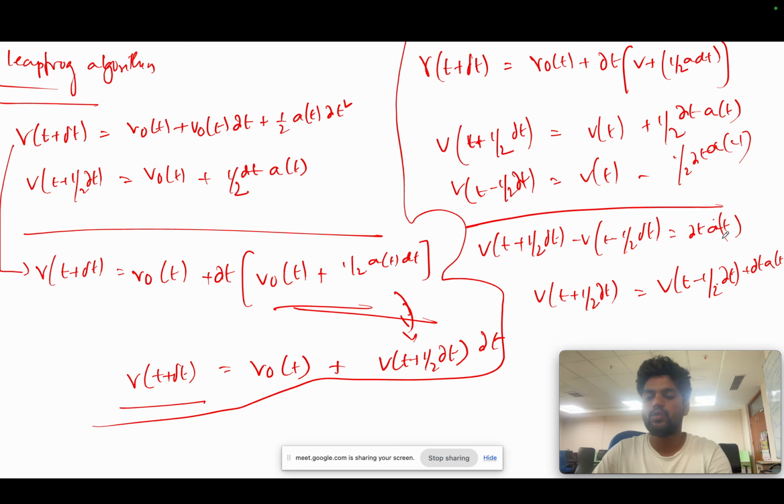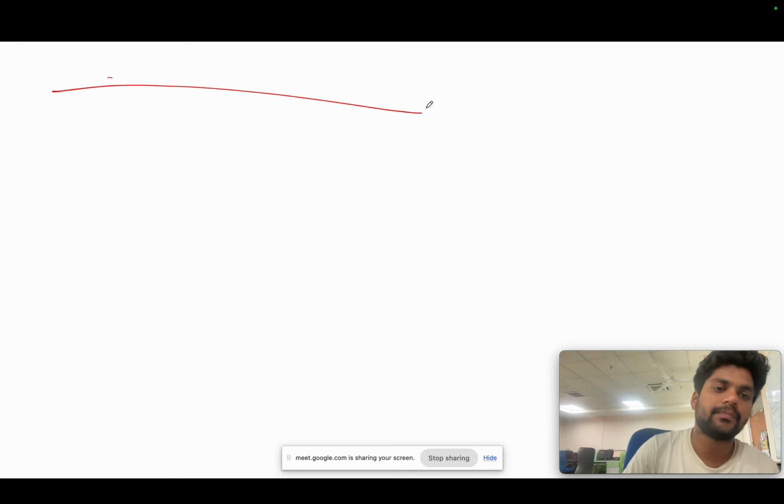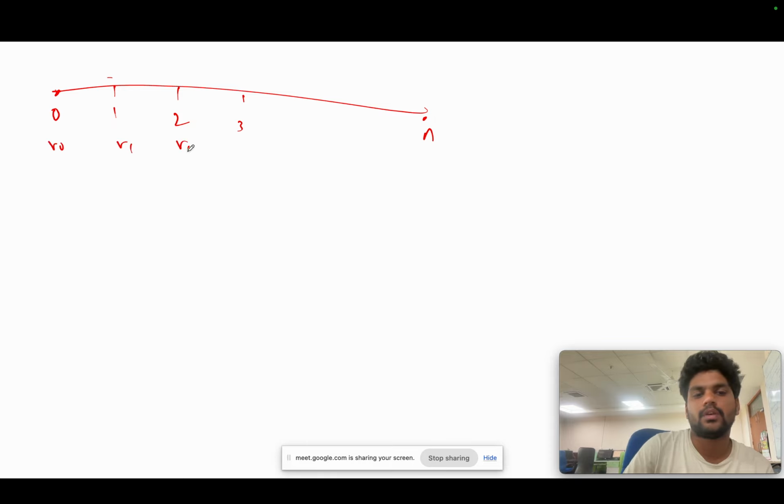so what does it do? Say suppose I have kept 0 to n seconds, then this is the first second, this is second, this is third, so it means r0, r1, r2, r3. Then we are calculating v here and v here, sorry, v in the middle.